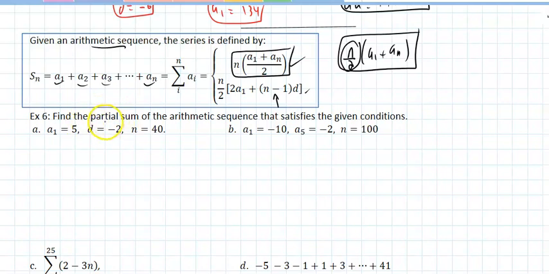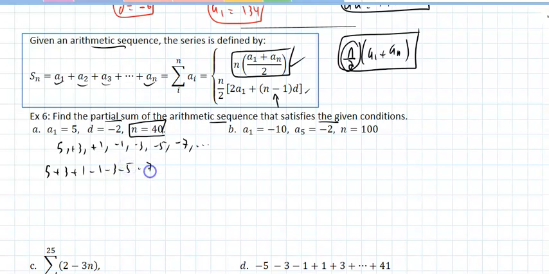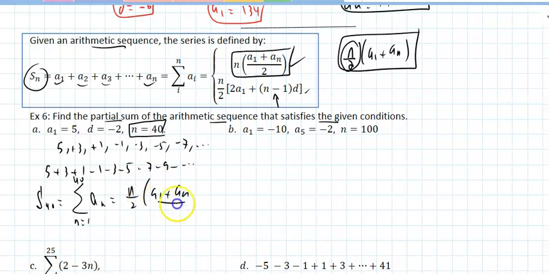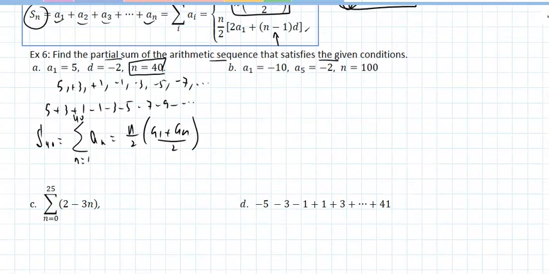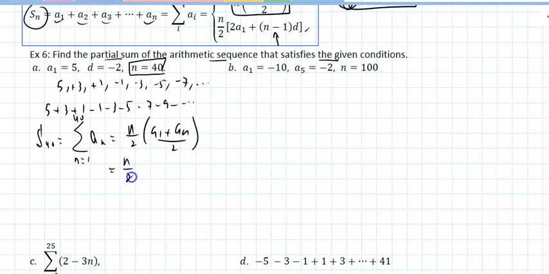And if we look at this, find the partial sum of an arithmetic sequence that satisfies the given condition. Find the sum of the first 40 terms. So I have 5, 3, 1, negative 1, negative 3, negative 5, negative 7, all the way up, and I want to add them up. So the way it works, S sub 40, which is the sum from n equals 1 to 40 of a sub n, is n over 2 times a sub 1 plus a sub n, or it is n over 2 times twice a sub 1 plus n minus 1 times d.